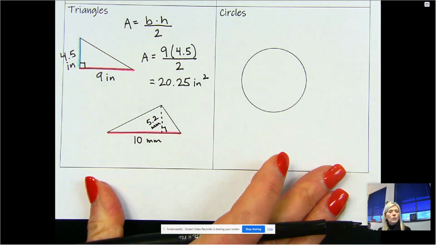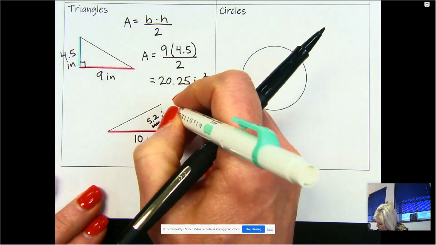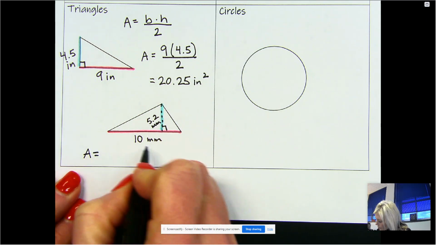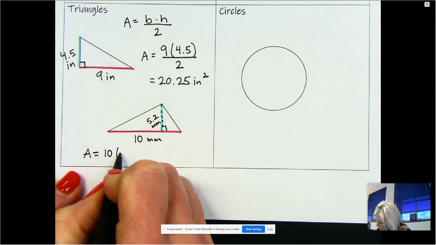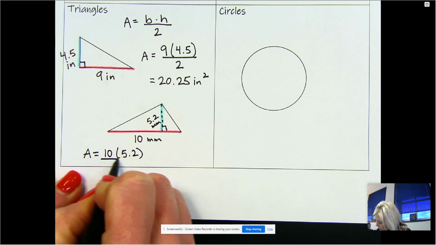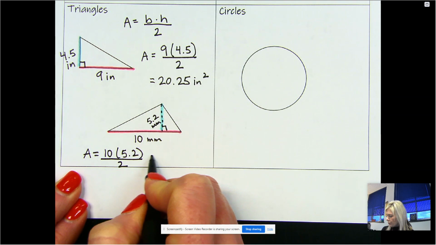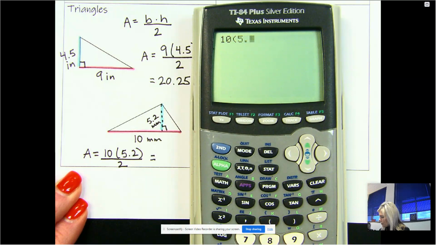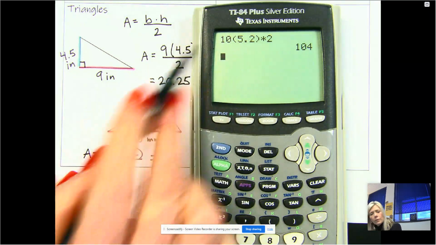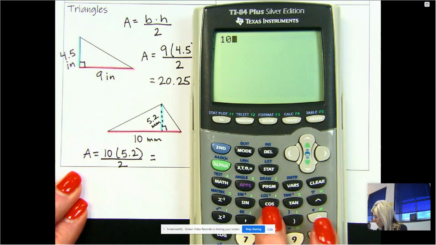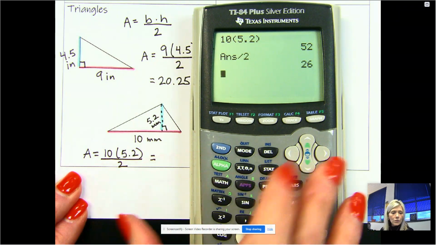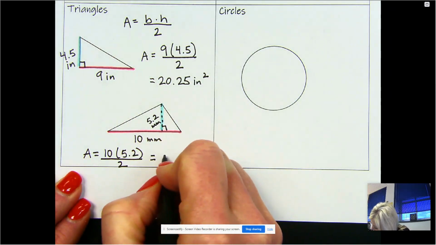All right, so to find the area of this triangle down here, it's equal to the base of 10 times the height of 5.2, and then divide the answer by 2. And so 10 times 5.2, and then divided by 2. Oops, I used the wrong button. Sorry, 10 times 5.2, and now divide by 2. So 26 square millimeters.